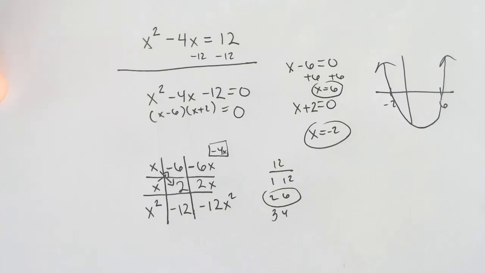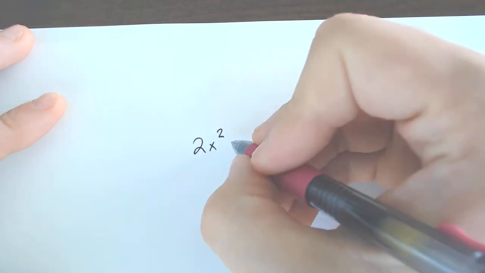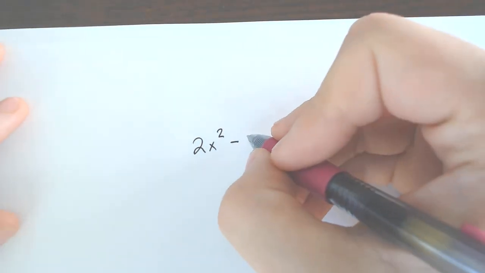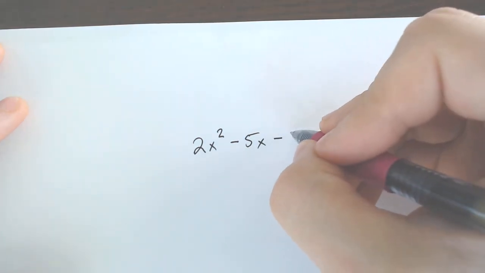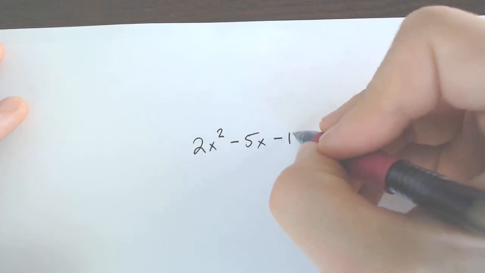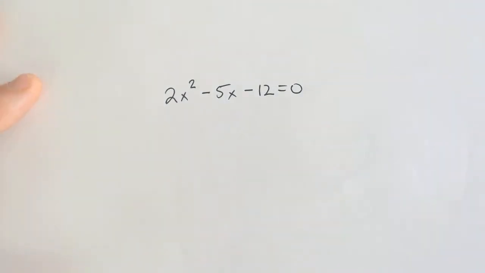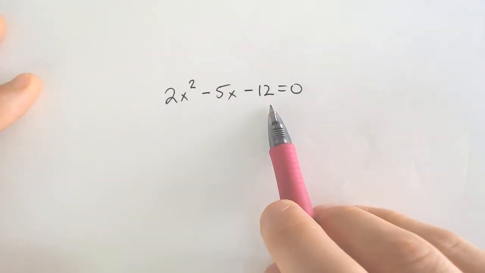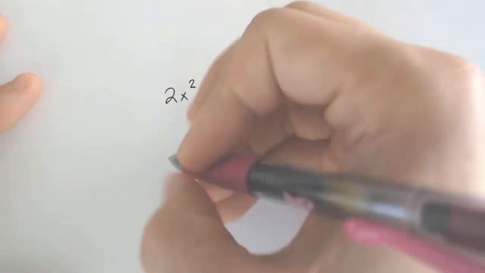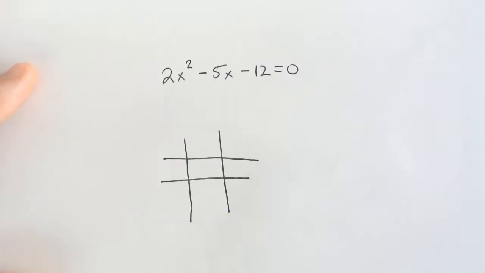All right, so let's do another one. Not going to have too many here. Let's say we got 2x squared minus 5x minus 12 is equal to 0. I had to make sure it was actually factorable. So here we got a 2x squared, a minus 5x, and a minus 12. And it's already equal to 0, so we can immediately go into the tic-tac-toe board.